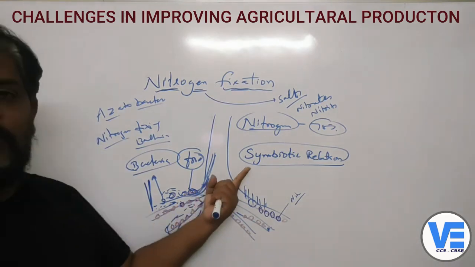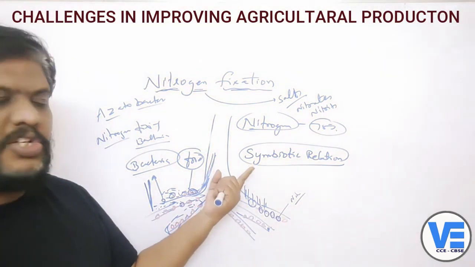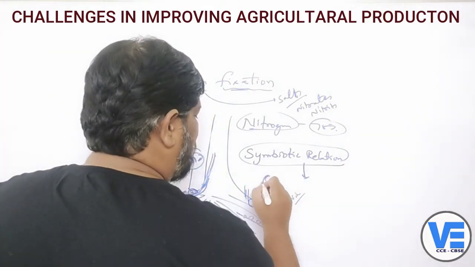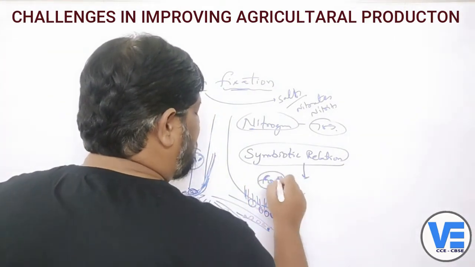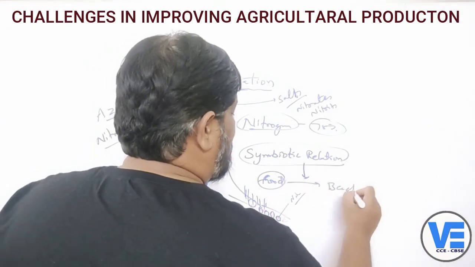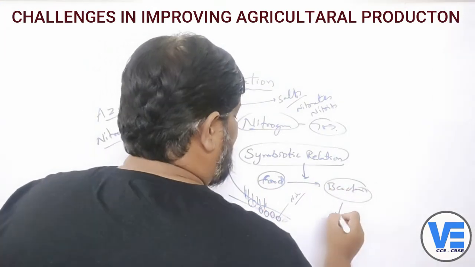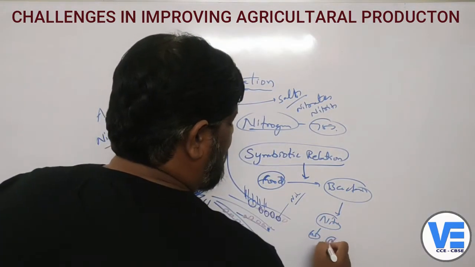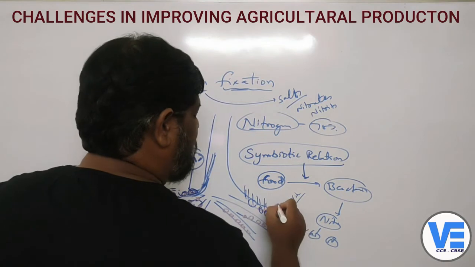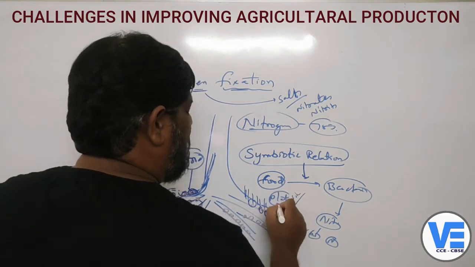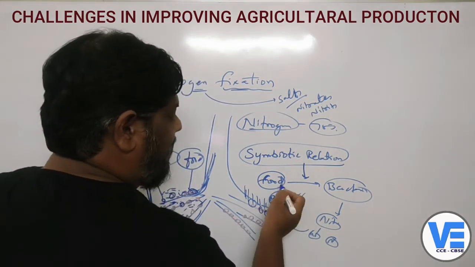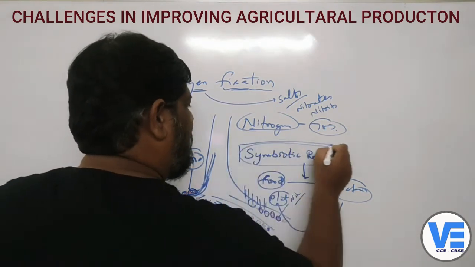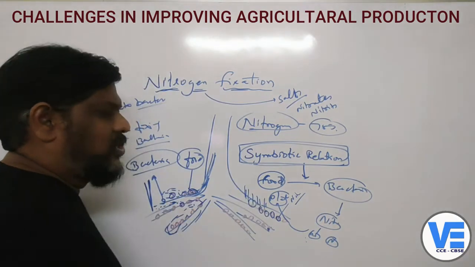What you can see here? You can see a symbiotic relationship here. That means this plant is preparing the food, and that is being taken by the bacteria. In turn, it is converting the nitrogen into nitrates and nitrites, and again it is giving it to the plant. So that is how bacteria are helping the plant and the plant is helping the bacteria. That's why we call it a symbiotic relationship, right?